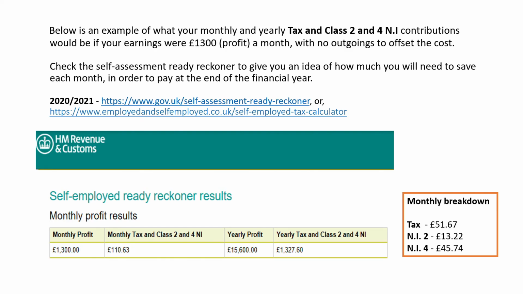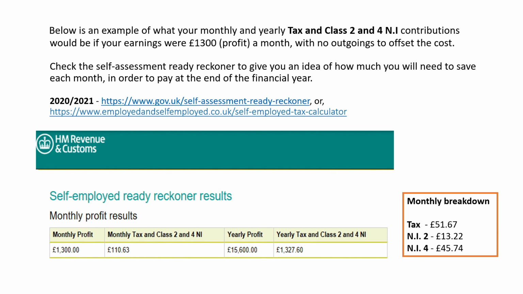Below is an example of what your monthly and yearly tax and Class 2 and 4 National Insurance contributions would be if your earnings were £1,300 profit a month with no outgoings to offset the cost. You can find out this information by checking the self-assessment ready reckoner below and also the self-employment tax calculator to give you an idea of how much you will need to save each month in order to pay at the end of the financial year. So here we have an example of someone who is earning £1,300 profit per month with no outgoings, which works out at £15,600 per year.